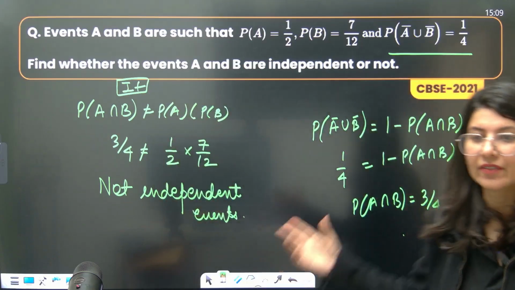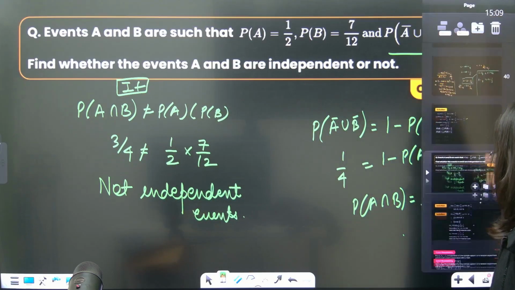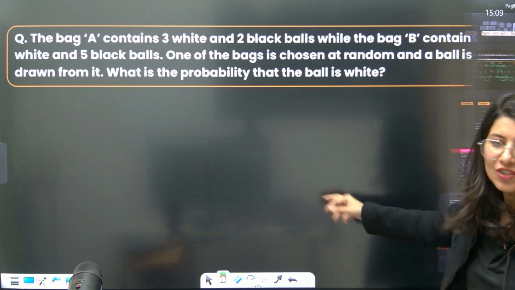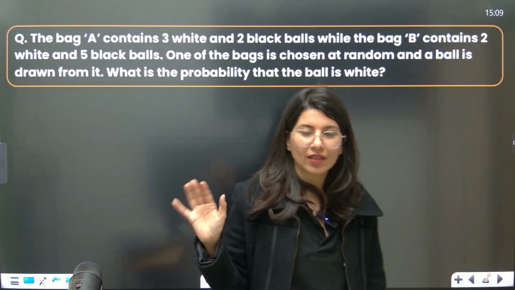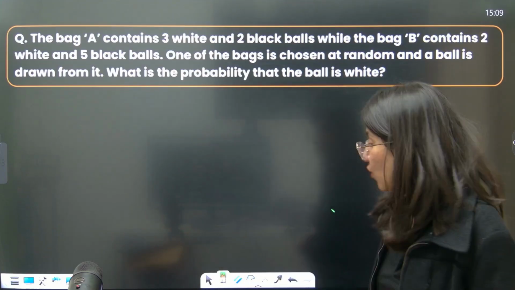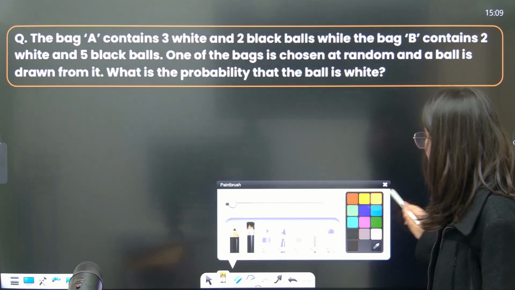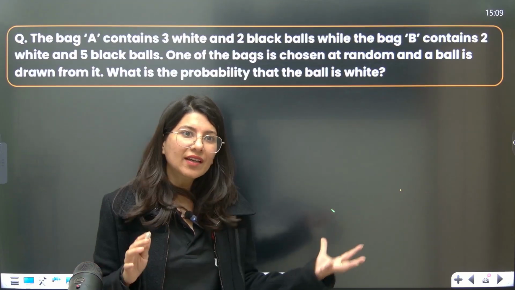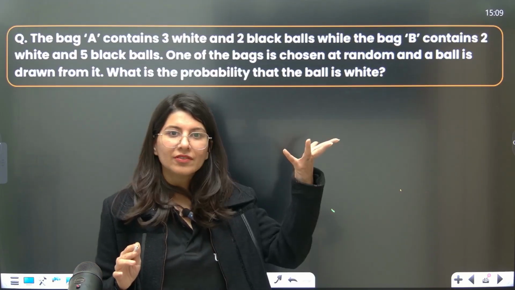Not independent events. CBSE 2022 question. Now we are having the total probability theorem, which theory I am going to skip right away. I'm not going to teach you the theory part. So ma'am, then what? Direct question I'm going to explain to you, because understanding theory will fry your brain.